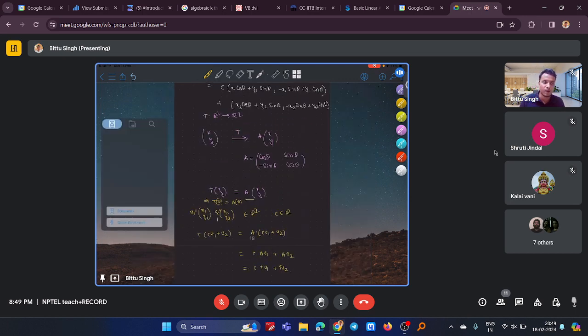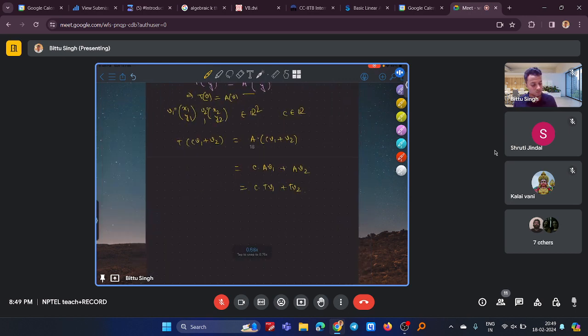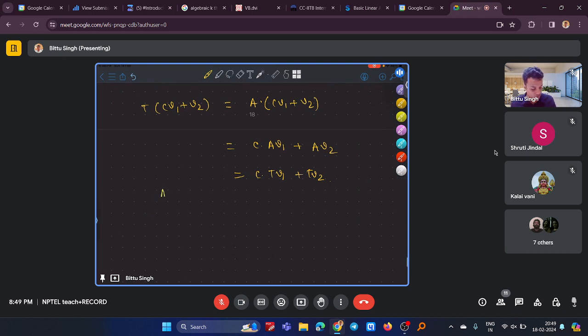Hence, any matrix multiplication is a linear transformation.